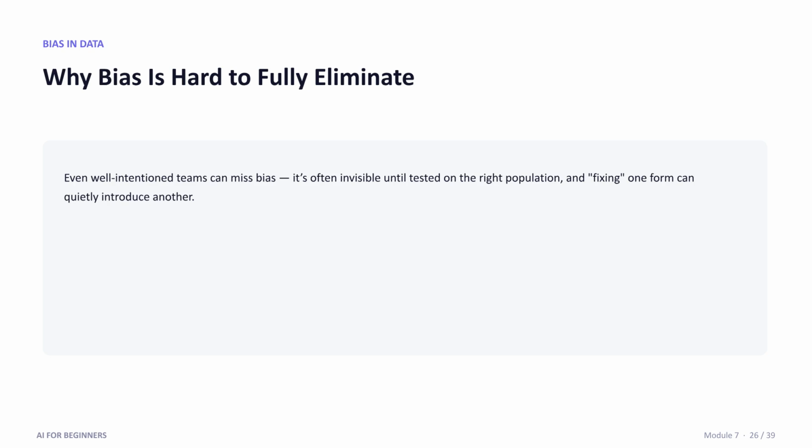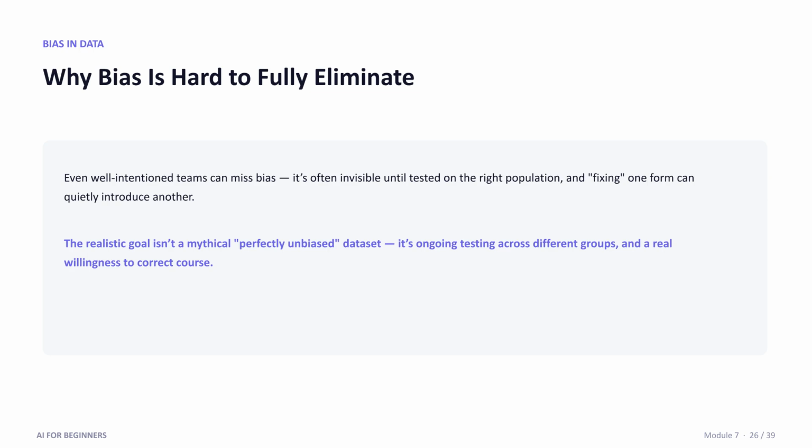Bias is difficult to eliminate completely. Often it remains invisible until tested against the right population. The realistic goal isn't achieving a perfectly unbiased dataset, but rather maintaining ongoing testing and a real willingness to correct course when issues arise.